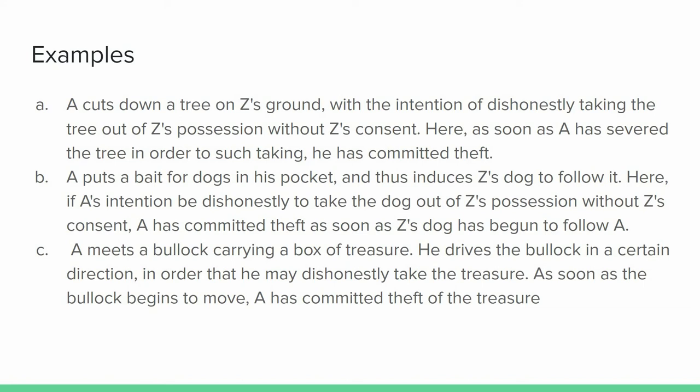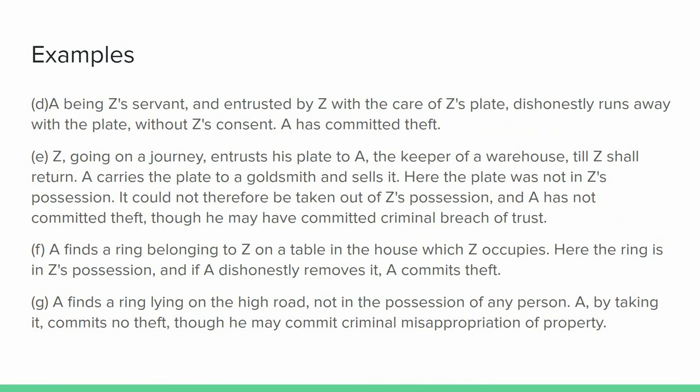Third example, A meets a bullock carrying a box of treasure. Then what A does, A drives the bullock in a certain other direction in order that he may dishonestly take all the treasure. As soon as the bullock begins to move from its original position, A has committed theft of the treasure.